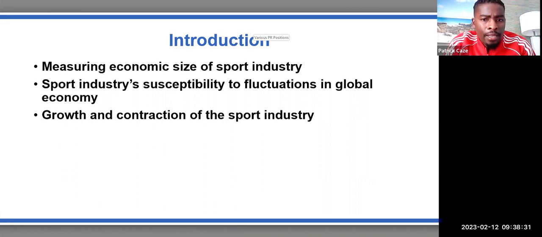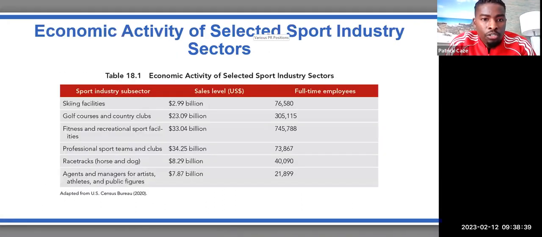All right, so when we're looking at measuring the economic size of the sports industry, susceptibility to fluctuation in the global economy, and then growth and contraction of the sport industry, okay? So here comes some economic activity of selected sports industries, okay? Sales went into skiing, almost 3 billion, full-time employees 76,000, or almost 77,000. Golf courses and country clubs, 23 billion, 305,000 people. Fitness and recreational sports facilities, which make up the bulk of what most people are really involved in when it comes to athletics.